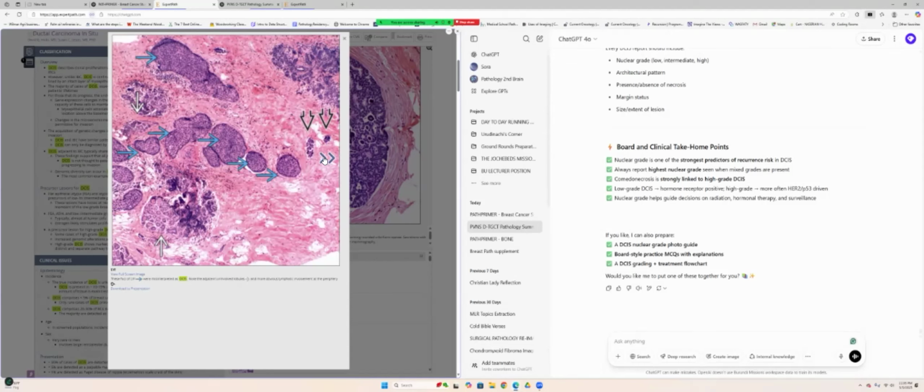LVI. This focus of LVI was misinterpreted as DCIS. Note the adjacent uninvolved lobules and more obvious lymphatic involvement at the periphery. It is dangerous.